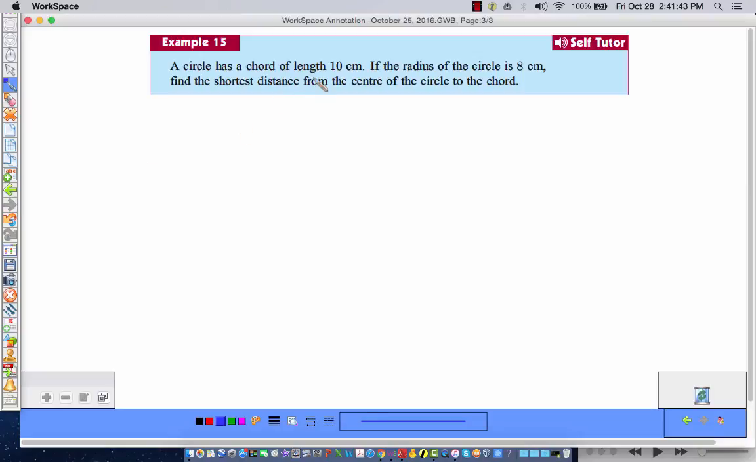A circle has a chord of length 10 centimeters. If the radius of the circle is 8 centimeters, find the shortest distance from the center of the circle to the chord. This is pretty simple.